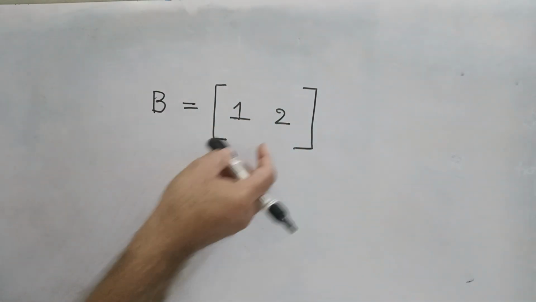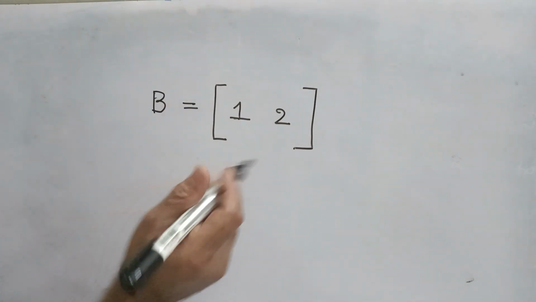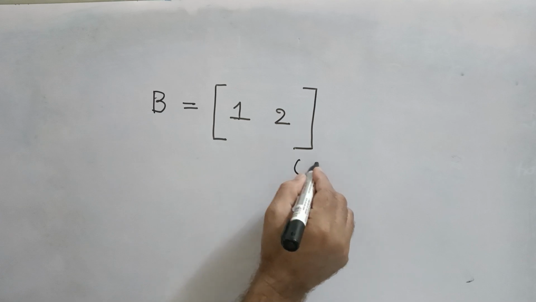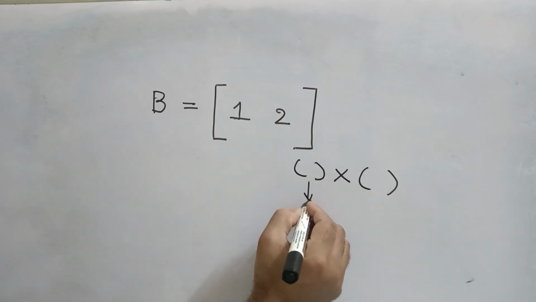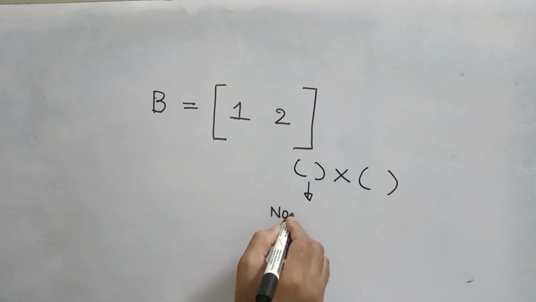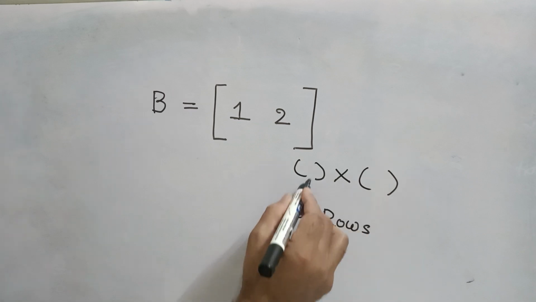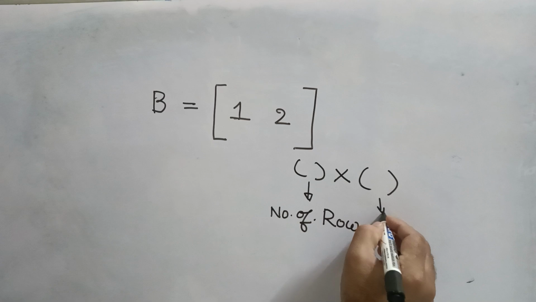This is also one type of matrix, and always remember that in a matrix, the first thing, something by something, we have to write. What is this something? This indicates the number of rows, always remember. So the first one indicates the number of rows, and the second one indicates the number of columns.